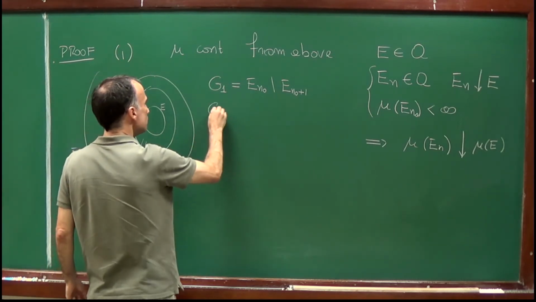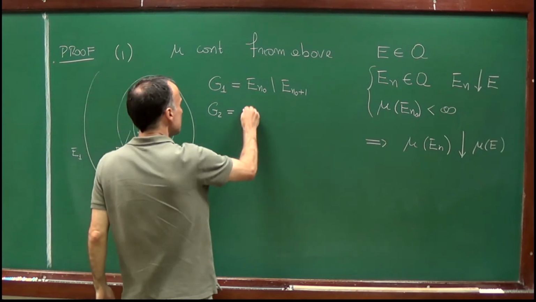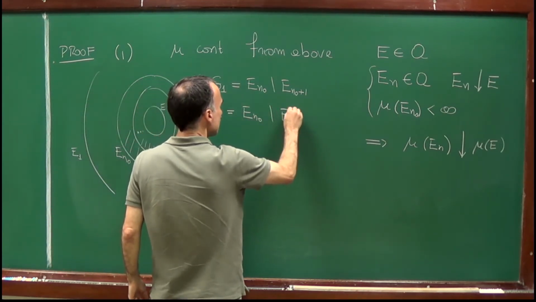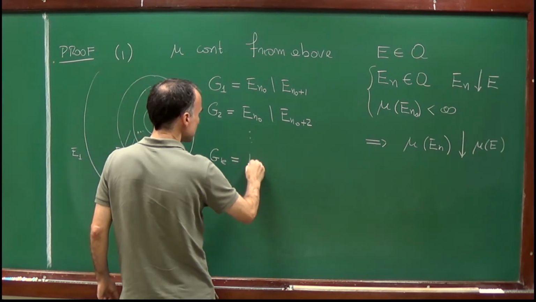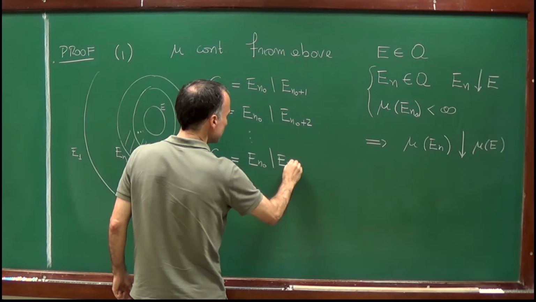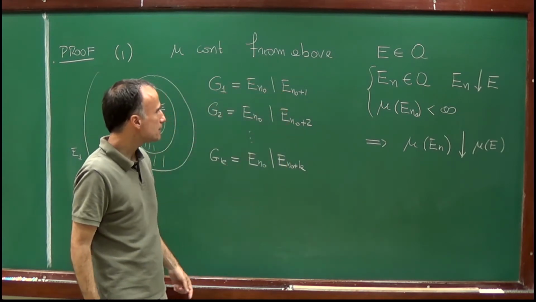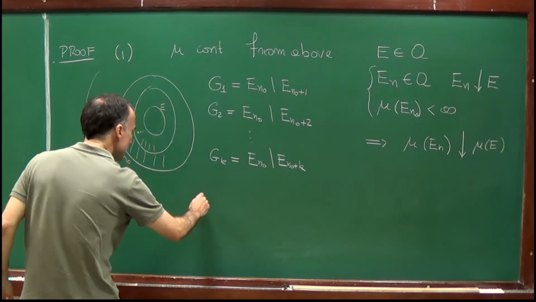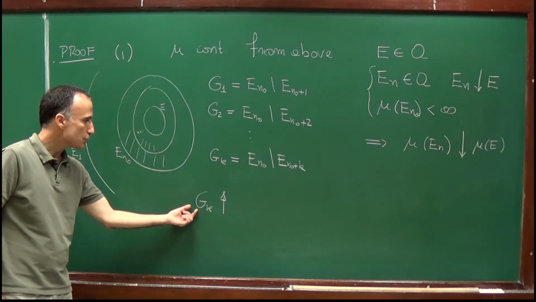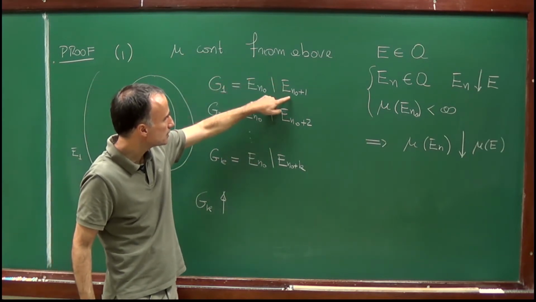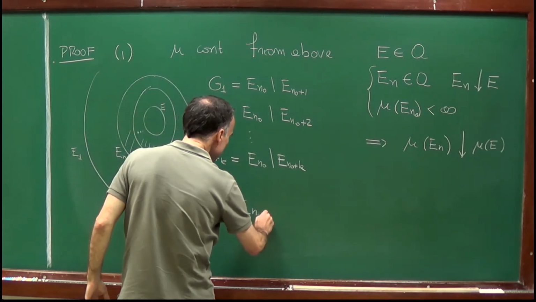Then G2. So this is just the set which I represented here. Then the second one will be En0 minus En0 plus 2, and so on, so that Gk will be the set En0 minus En0 plus k. Right? Since the sets En are decreasing, the sequence Gk is increasing. And because this sequence En is decreasing to E, this sequence Gk is increasing to En0 minus E.